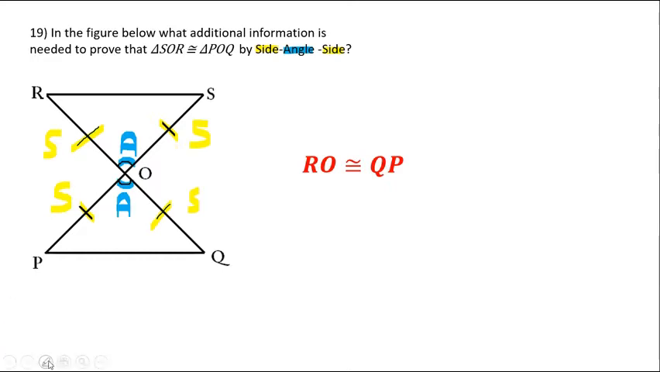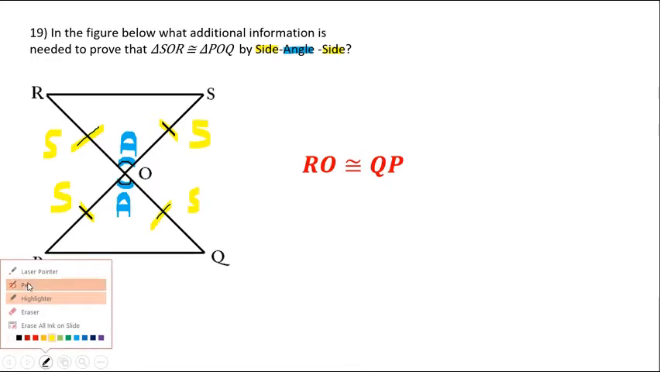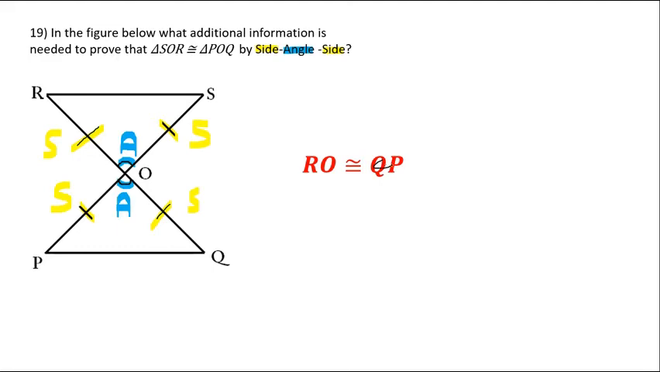Oh, I put the wrong thing there. Never mind. Okay, cross this out. I wrote the wrong letter. I should say Q, QO. Yeah, you need these two sides to be congruent to each other.